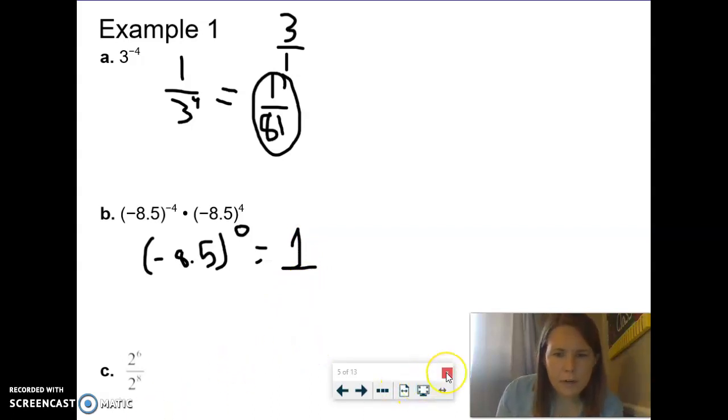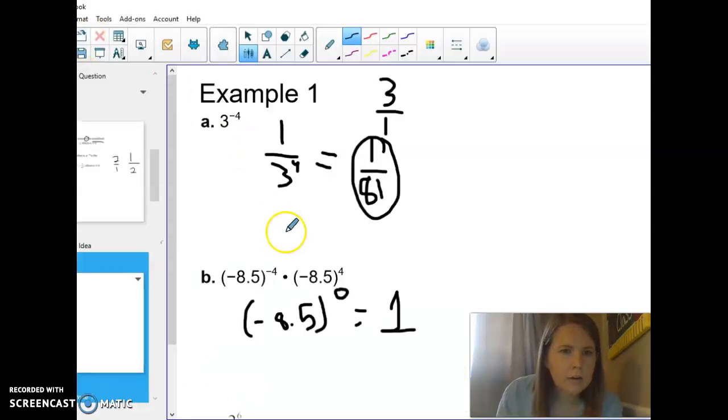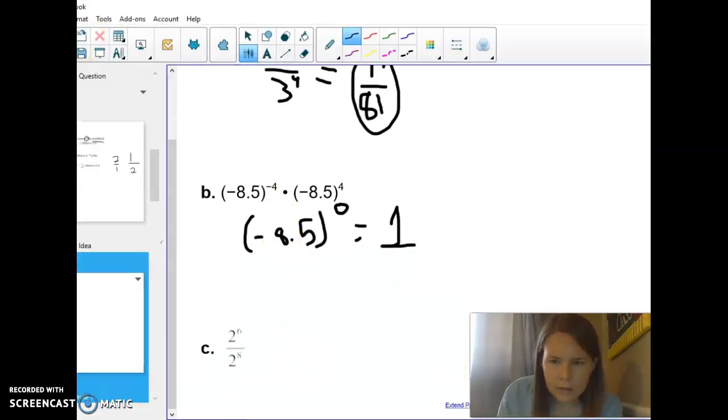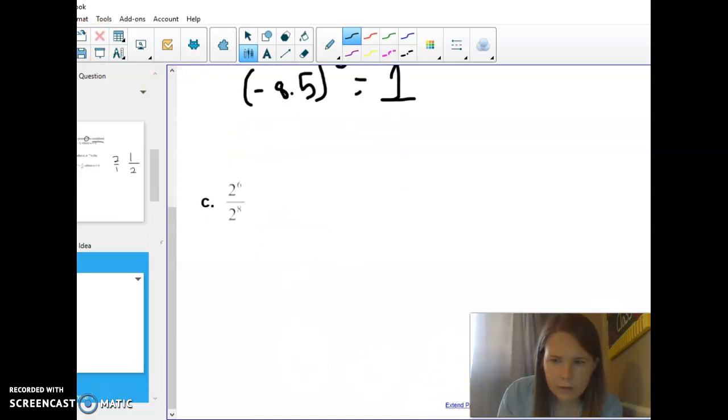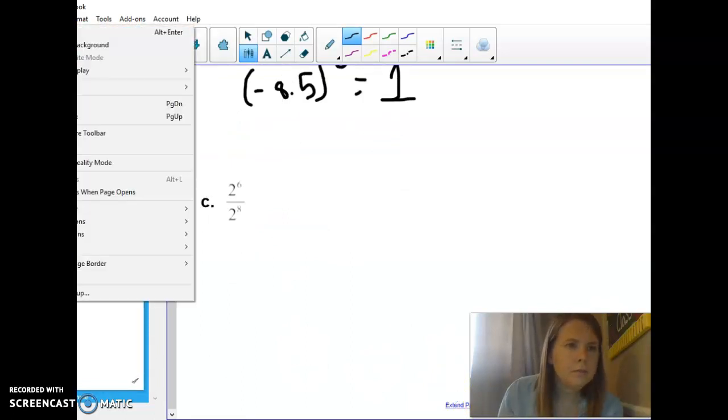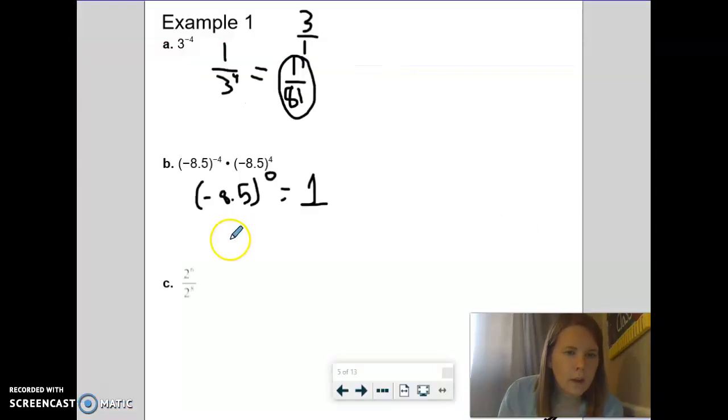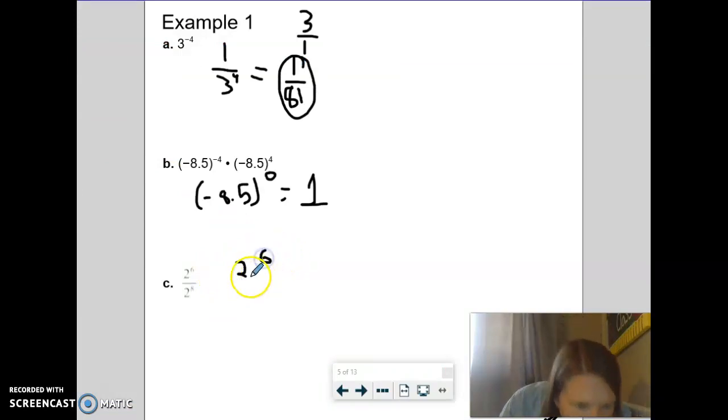Remember, the only time it is different is if you have, for some reason, a base of 0. Give me a second. I want to try and expand this page a little bit again, because it's really hard to see this last one here. I'm going to try and rewrite it here, but you have 2 to the 6 out of 2 to the 8th.